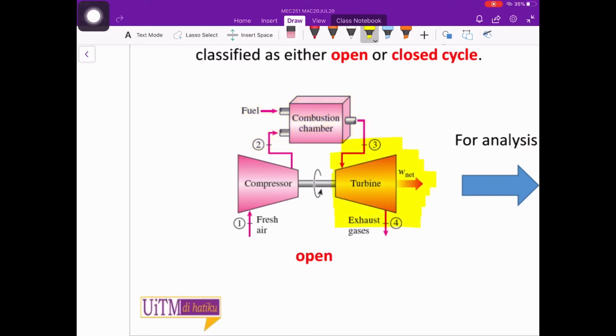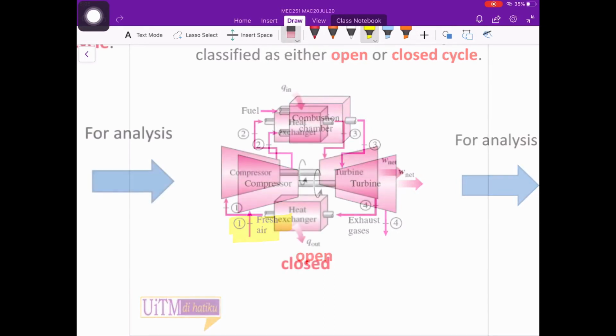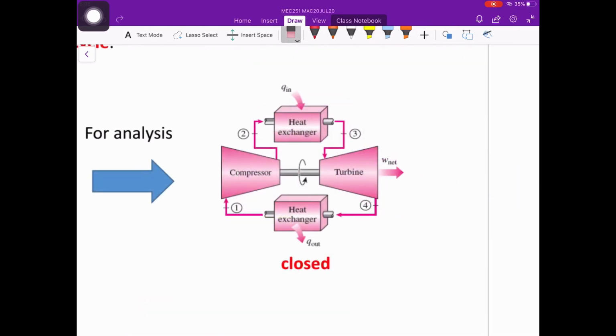The gas will then be expanded in the turbine, producing work, before the gas exiting the turbine is exhausted to the atmosphere. The process will then be repeated as fresh air enters the compressor again. However, for the ease of analysis, this open cycle can be modeled as a closed system by utilizing the air standard cycle assumptions.